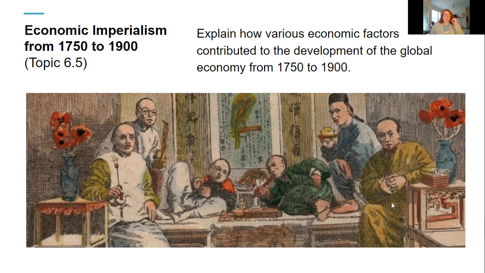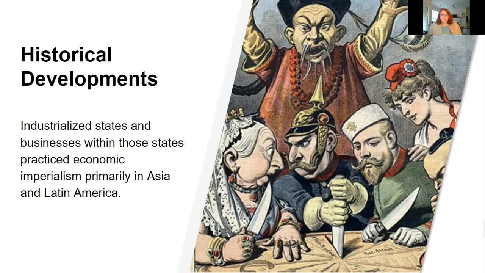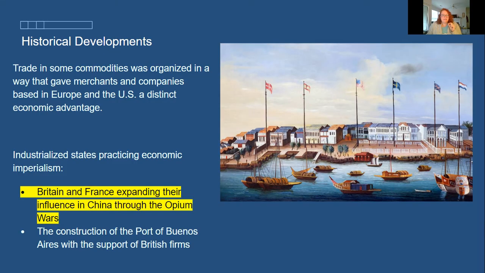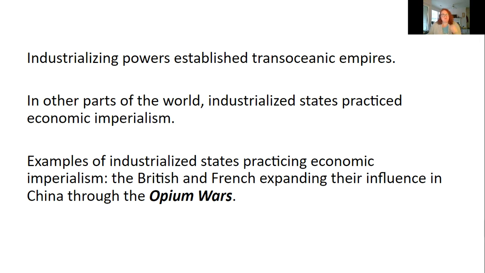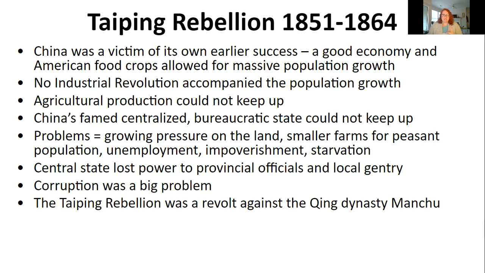In this one in particular, we're going to focus on economic imperialism. In the last video, I talked about the difference between neocolonialism, which was going on in Latin America, which was Britain and the United States heavily investing in Latin America, and then actual imperialism elsewhere. We are going to look at economic imperialism primarily in Asia in these next couple of videos. In this one, we're going to focus heavily on China and the causes of the Opium Wars and where the opium actually came from. Just as a review from the last video, we are talking about the industrializing powers that had established transoceanic empires into other parts of the world, and these industrialized states practiced economic imperialism. So we are focusing on the British and the French expansion of their influence into China through the Opium Wars.